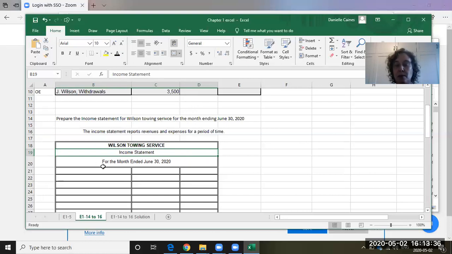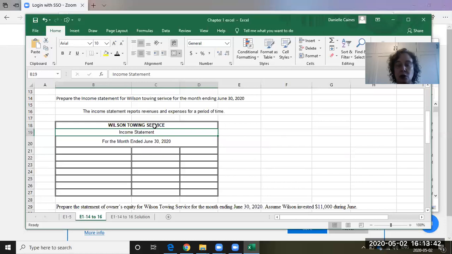So that's why it's for the month ended. We're showing them the revenue and the expenses that Wilson Towing Service has had for the month. What goes on the income statement? Revenue and expenses. So that's what we show on an income statement.